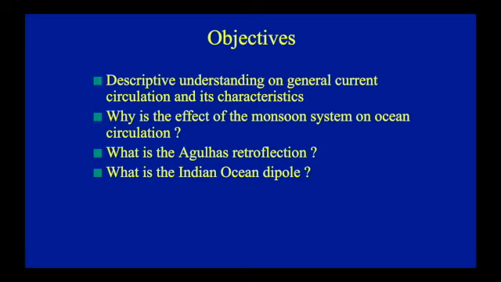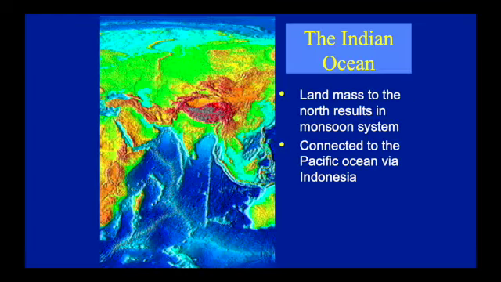So this monsoon system changes during two seasons, in winter and summer. And at the same time, you will look at the Agulhas retroflexion, and then later you will look at the Indian Ocean dipole, how changes in the temperature of the ocean can change the atmospheric circulation and influence the precipitation and rain in the Indian Ocean. So these are the three major things that we're going to look at today: descriptive understanding, the monsoon system that changes and influences the Indian Ocean circulation, the Agulhas retroflexion, and the Indian Ocean dipole. So let's have a look at the Indian Ocean setup.